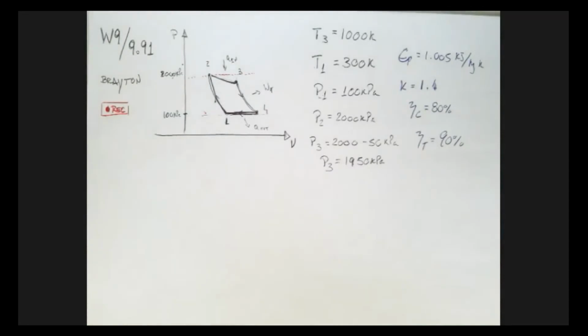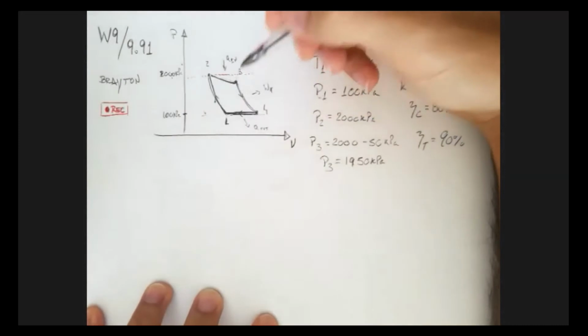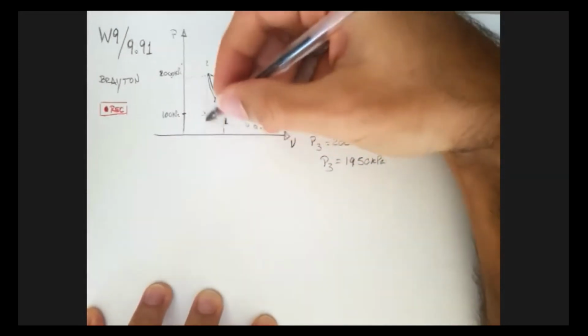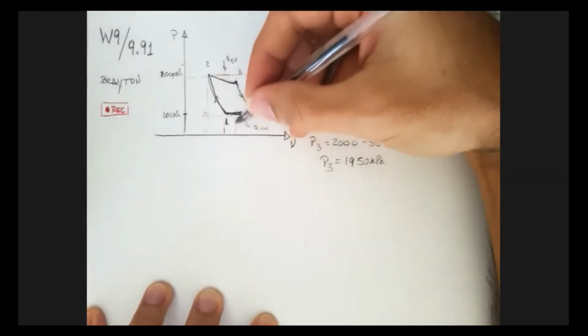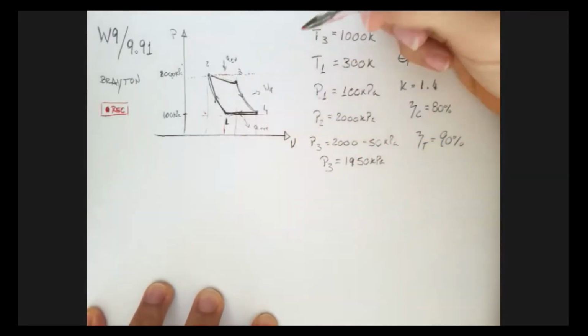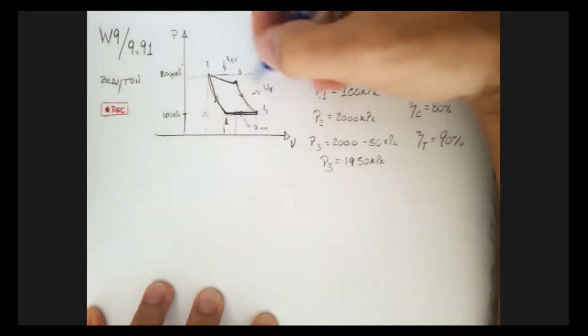How are we going to do this? Well, if you want to find the work output, there are two ways. We can either find the area under this curve here, which is the work that our compressor requires, and then find the area under this curve here, which is the work that the turbine outputs, and this minus this is going to give the work output. Or we can just do how much Q in and Q out.